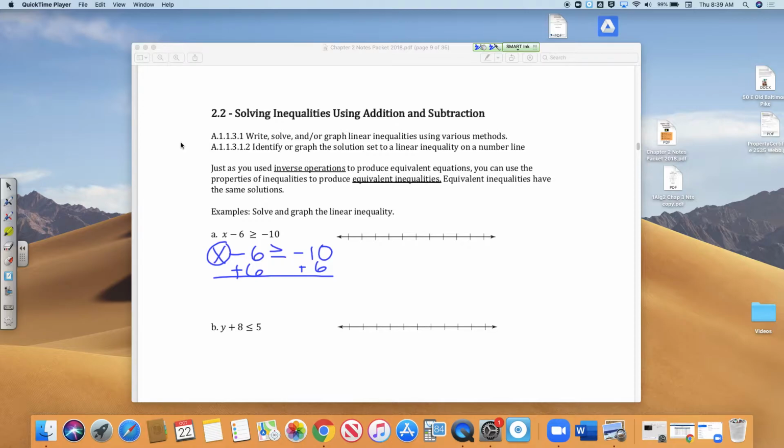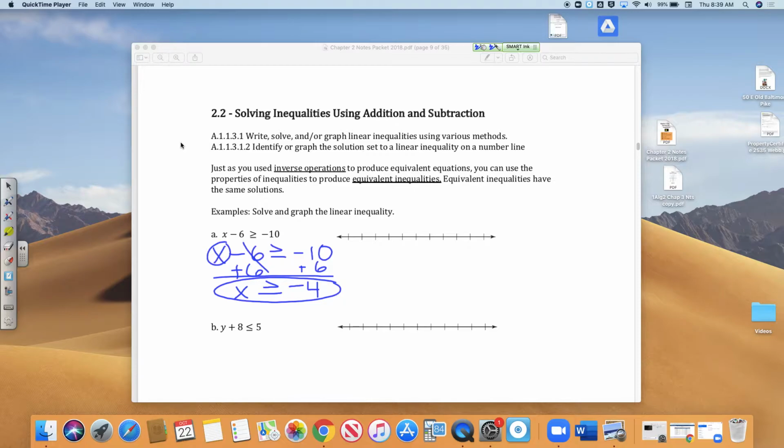Same type of work I will be expecting for inequalities as I did for equations. On the left-hand side, I'm left with x. The symbol stays the same. It's going to be a greater than or equal to symbol instead of just an equal to sign. And then on the right-hand side, you would add negative 10 plus 6, and that's negative 4. This is your answer in inequality form. x is greater than or equal to negative 4.